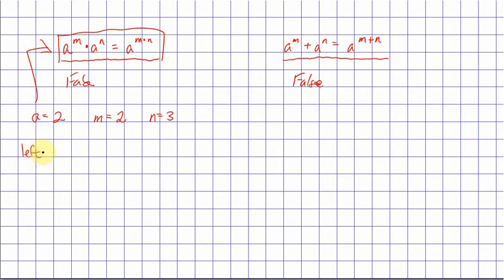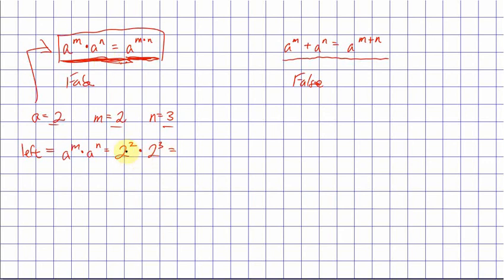So the left side of this formula is a to the m times a to the n. Again, I've got to plug in the numbers that I have here. So a to the m, 2 to the 2, times a to the n, 2 to the 3. Now the thing to do when simplifying this expression is not to use the formula in question. The formula in question is talking about taking something like this and rewriting it like that. Do not use this formula. Otherwise, you'll get the same number and somehow try to convince yourself what you have is true. Never use the formula in question.